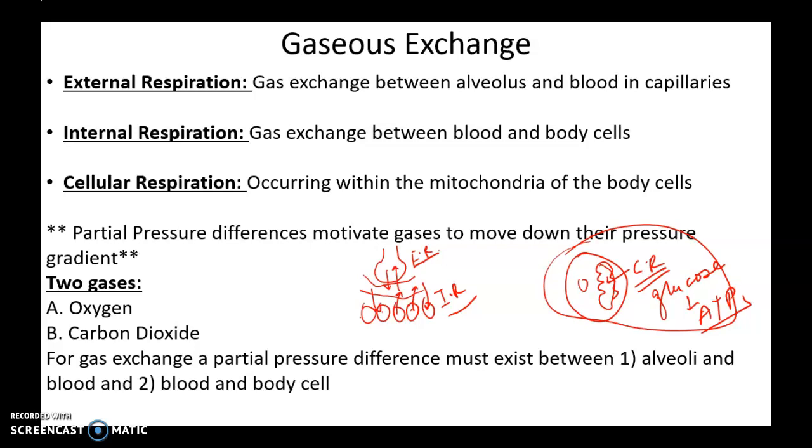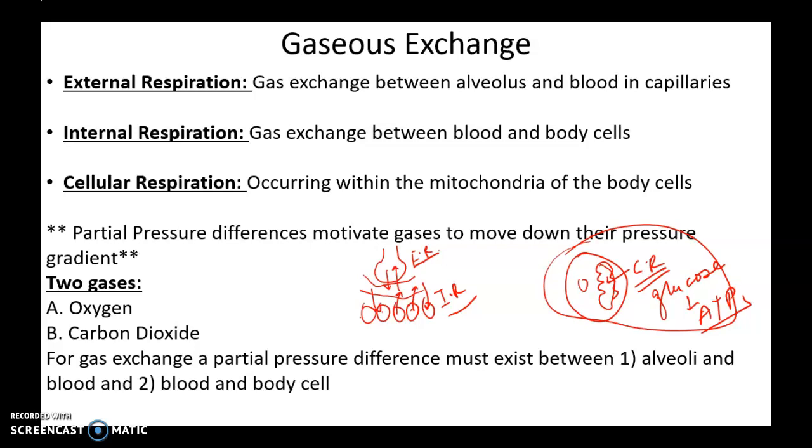Now, for internal and external respiration to take place, we have to have a partial pressure difference. The difference in partial pressure is something that motivates this movement of gas down their pressure gradient. And talking about this, I want you to remember that this was actually mentioned in the gas laws. When we discussed the gas laws, we did talk about the partial pressure and how gases move from high pressure to low pressure.